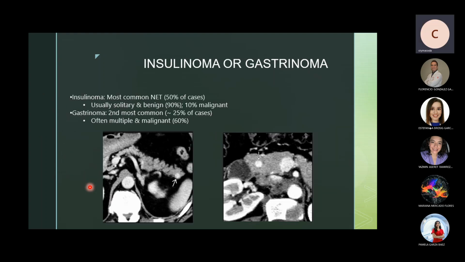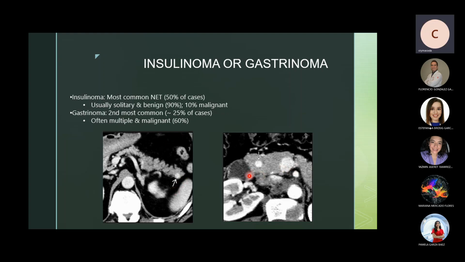Okay, the question now is insulinoma or gastrinoma. Insulinoma is the most common, about 50% of cases, usually solitary and benign, with 90% benign and 10% malignant. In our case, it is not solitary, as you can see. It is multiple and malignant in 60%. Gastrinoma is the second most common, in 55% of cases.